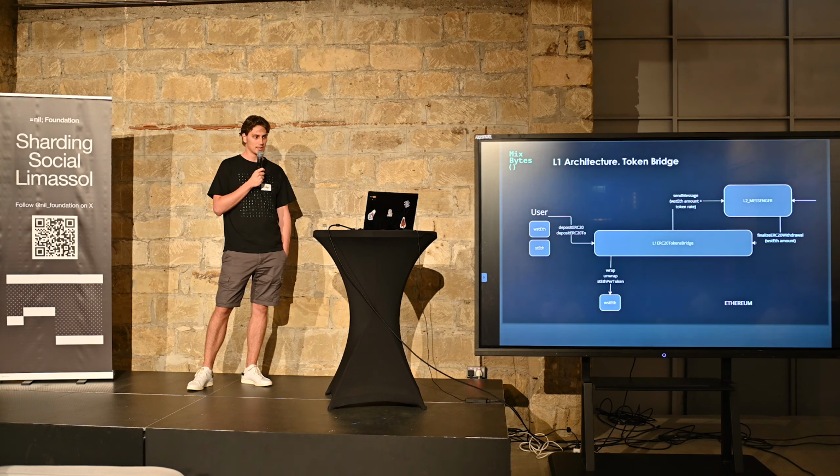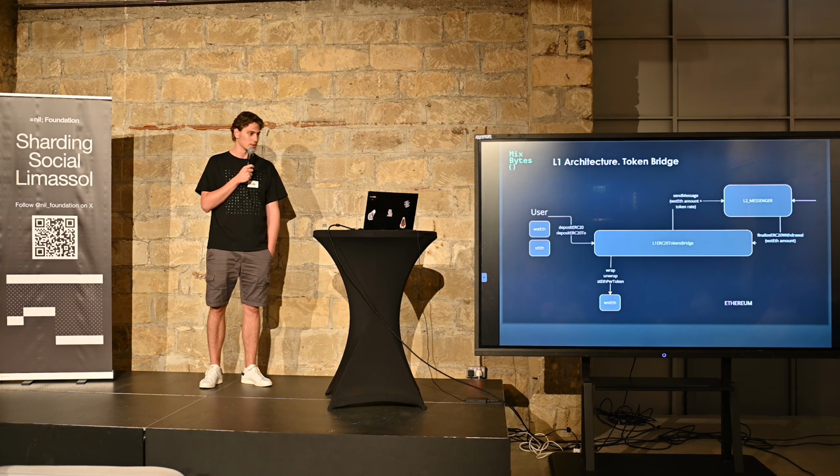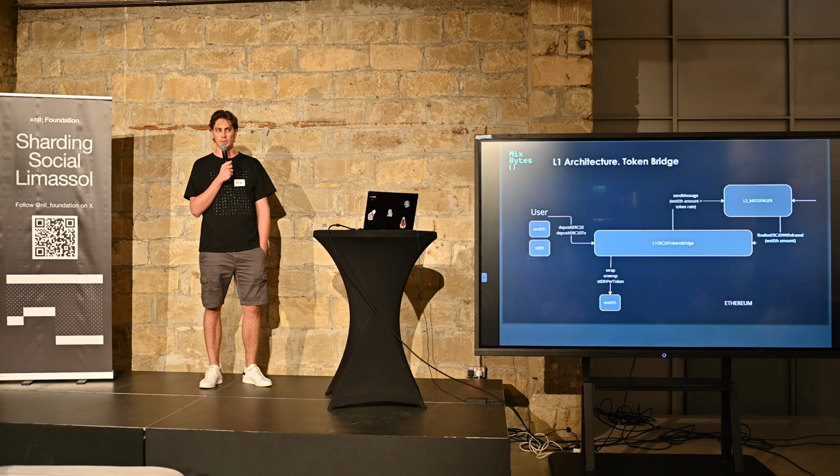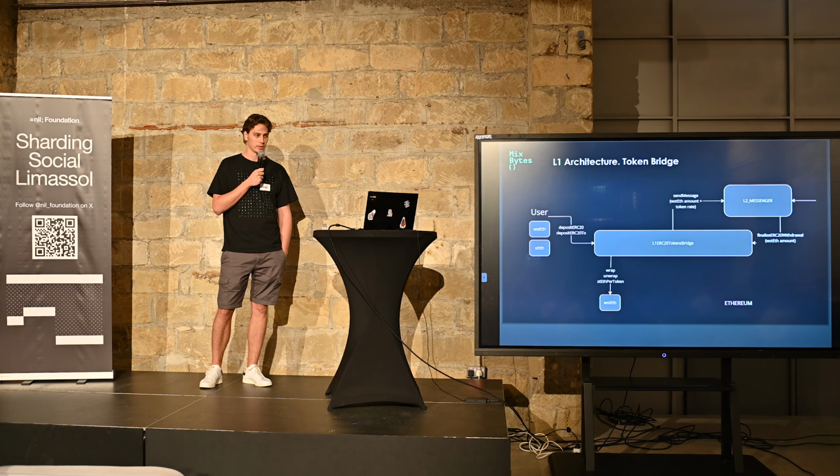And to transfer stETH to Optimism, you just need to wrap it to wrapped stETH. That's why we have an integration with the wrapped stETH contract. After that, you just transfer wrapped stETH to Optimism, and you also transfer the current exchange rate.